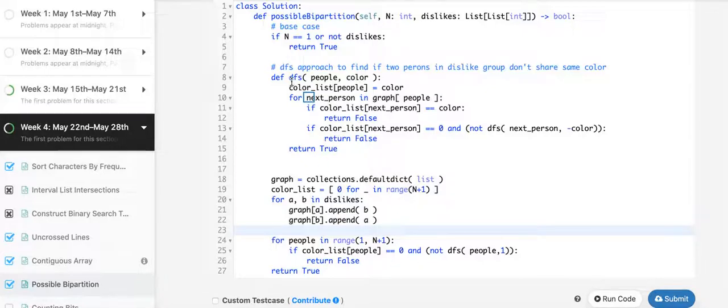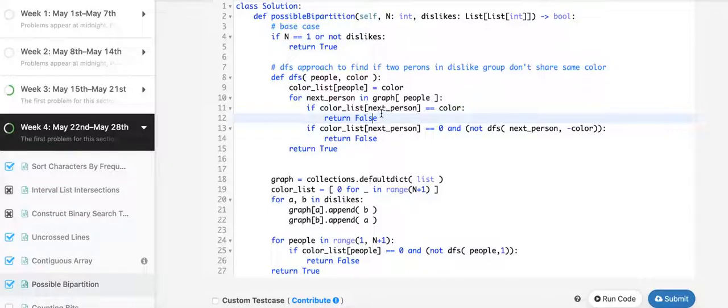So let's see what the DFS says. So when I come to the DFS, it simply inserts that color, like 1, for that particular person, and then it looks for every connected person of that particular node. Like, if you remember, it was 1, so 1 was connected to 2, so then 2 connected to 3, so it looks for everything. And if the next person is having the same color as that of the first person, then it will return false. It means that both are having the same dislike group, are having the same color.